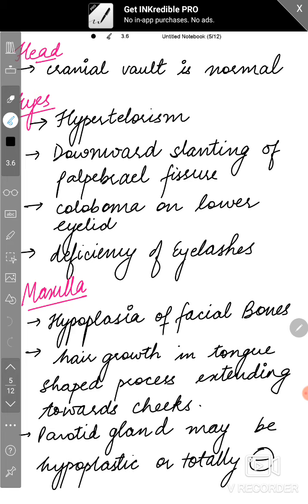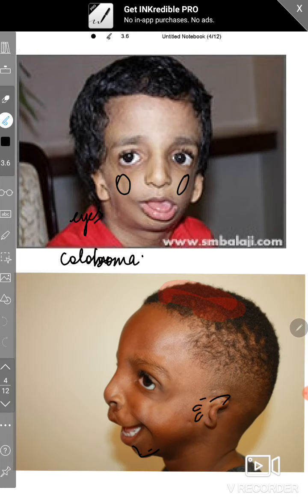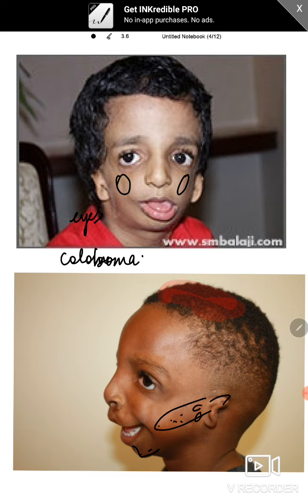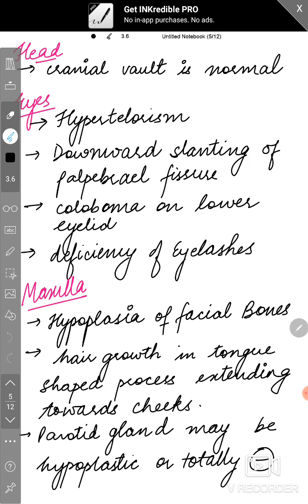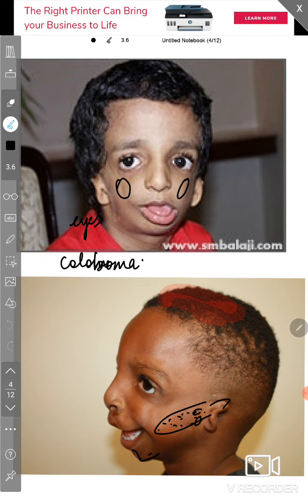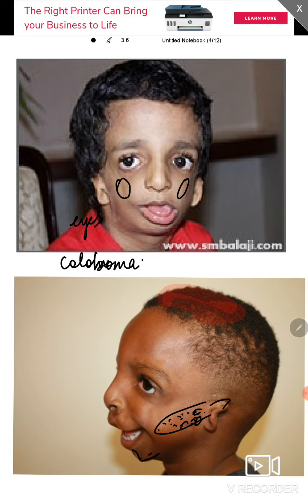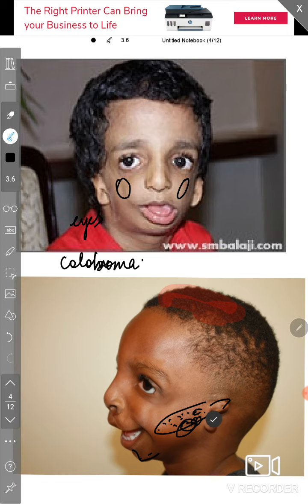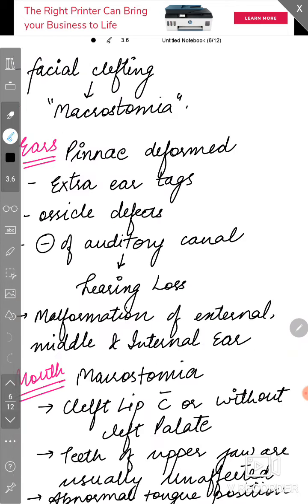So there is hypoplasia of facial bones, lower number of cells of facial bones, and there is hair growth in a tongue shaped process extending toward cheeks. तो यहाँ पे हमारे हेयर ग्रोथ हो सकती है टूवर्ड्स चीक, टंग लाइक प्रोजेक्शन होगी जिसमें देयर विल बी हेयर ग्रोथ, टंग शेप प्रोसेस होगा. देन पैरोटिड ग्लैंड में भी हाइपोप्लास्टिक और टोटली एब्सेंट. यहीं चीक्स में पैरोटिड ग्लैंड यहाँ पे प्रेजेंट है, तो ये भी एब्सेंट हो सकता है बिकॉज हमारा मिड फेस इज हाइपोप्लास्टिक. And then there can be facial clefting.